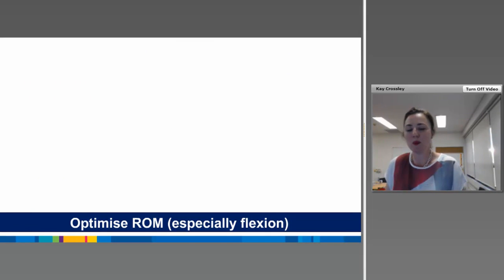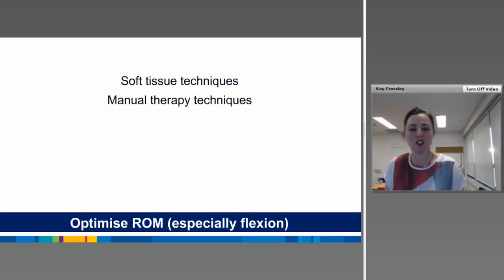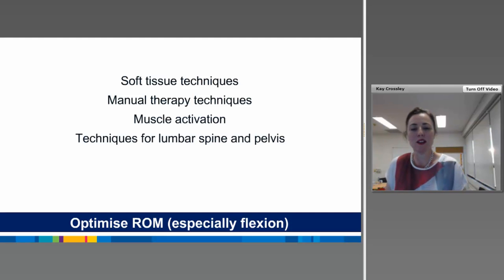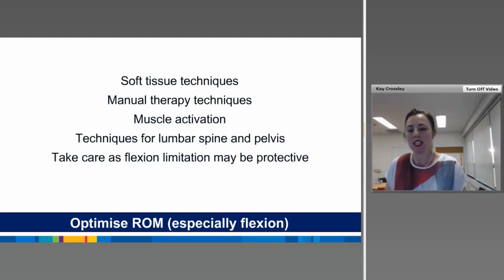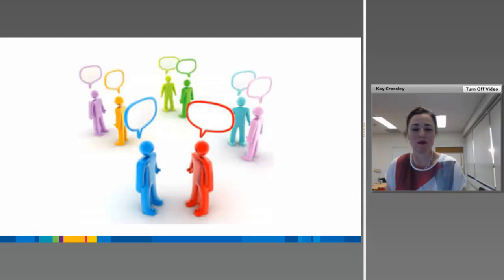So how do we optimise range of motion? We know that flexion range of motion appears to be particularly important, as a better flexion range is associated with better outcomes. So we can use things like soft tissue techniques, manual therapy techniques, muscle activation techniques, techniques that target the lumbar spine and pelvis. But I think the most important thing to remember here is that we need to take care when we're trying to optimise flexion range, as their flexion limitation may actually be protective and maybe keeping them out of that impingement pathology. So it's important not to try and push increased flexion range at all costs, regardless of symptoms.